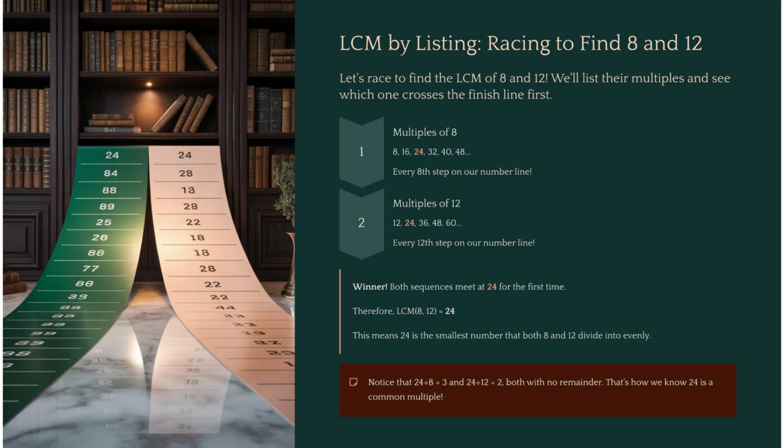In example 7, we find the LCM of 8 and 12 by listing. Multiples of 8 are 8, 16, 24, 32, 40, and so on. Multiples of 12 are 12, 24, 36, 48, and so on. The first number that appears in both lists is 24. Therefore, the LCM of 8 and 12 is 24. This means that 24 is the smallest number that both 8 and 12 can multiply up to.